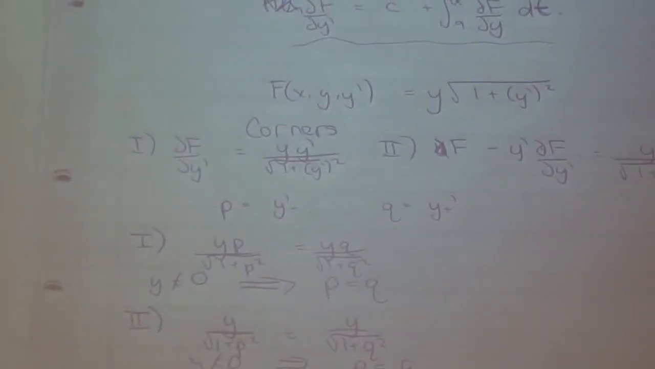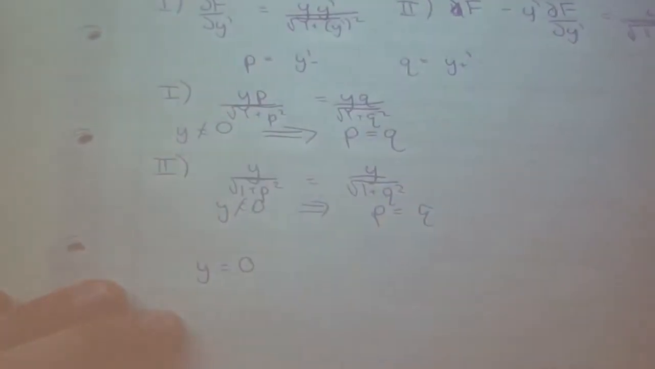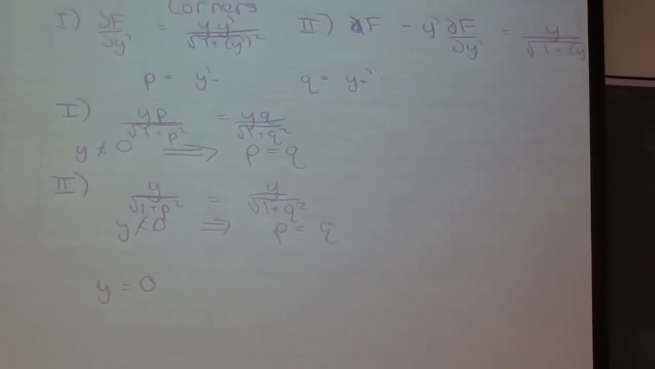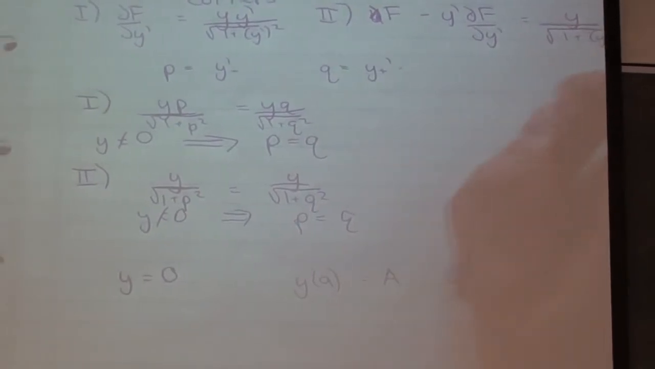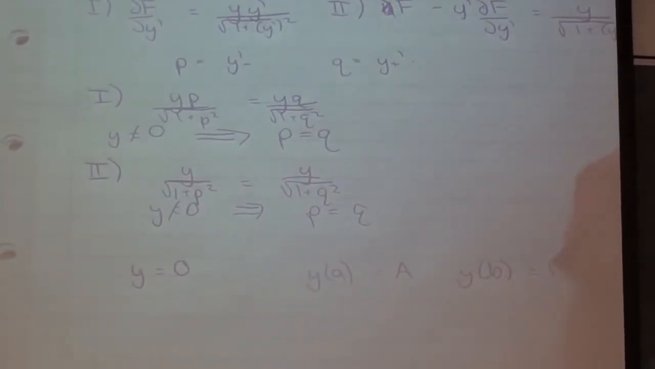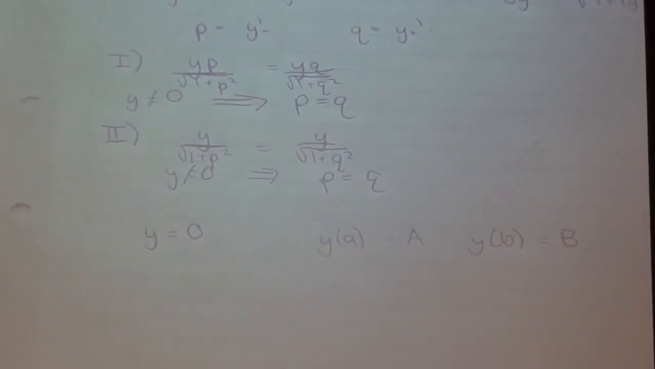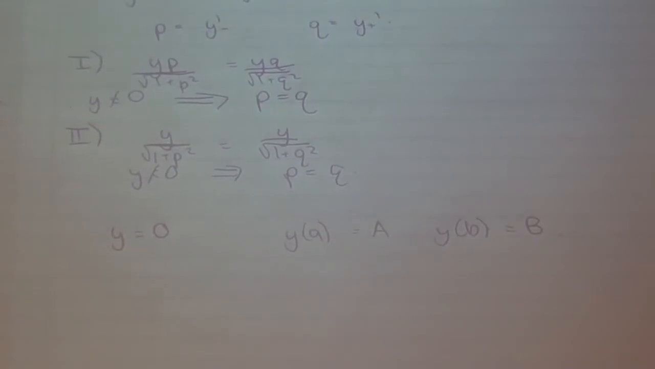Confused. So we have p equals q for every case except for y equals 0. If we examine this case, y equals 0, we find that it's trivial and not valid because it doesn't satisfy our end conditions. So we set up where y of a equals a and y of b equals b. So if a and b are non-zero, this case is not valid. So we can proceed with our optimization.